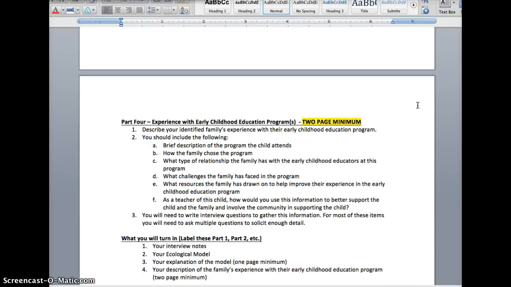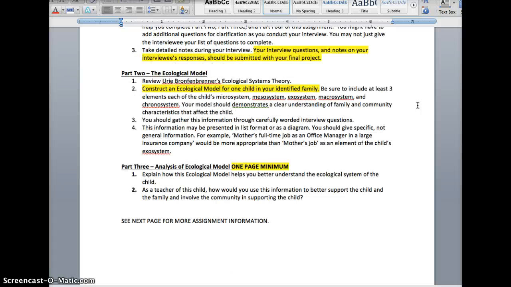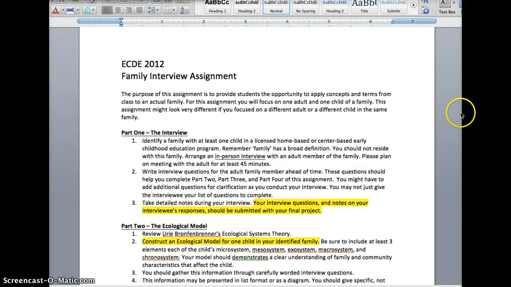Be sure you complete all 4 parts of the assignment. The first thing you need to do is find a family to interview. You only have to interview one of the adults in the household. This should be a family that does not live with you. It can't be your family. You shouldn't interview your partner or a different family that lives within your household. But it can be someone outside of your household in your family.